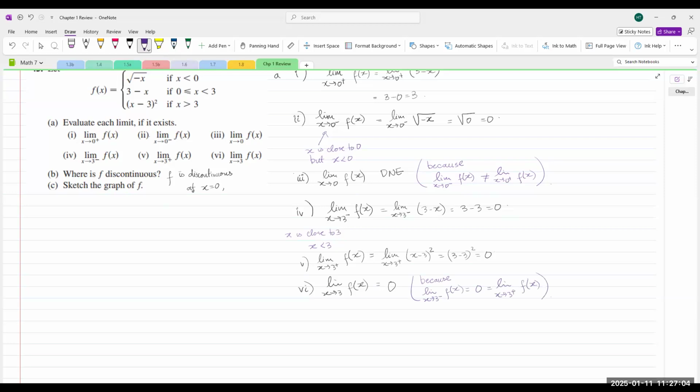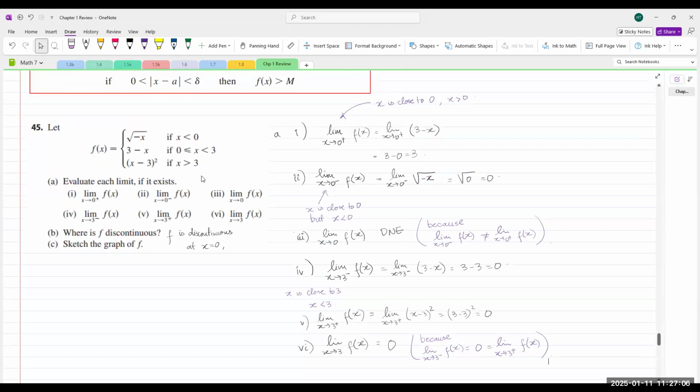Okay, now this function is continuous everywhere, right? In the interval, so we say where is this function discontinuous? It is only discontinuous at x equals 0. Can we try to sketch the graph? Let's see.